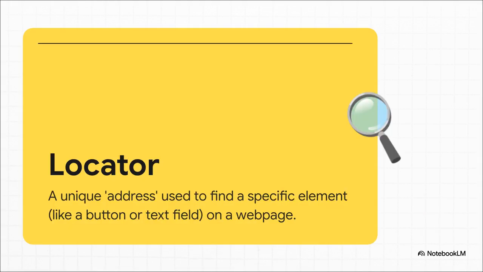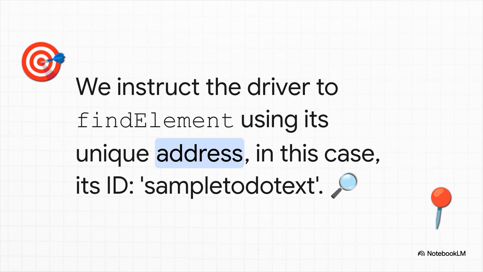Now, before we can interact with anything on the page, we have to talk about locators. A locator is just an address. That's it. Think about it. Your house has a street address, so the mail can find you. Well, every button, every link, every text box on a web page can have a unique address too, so Selenium can find it. So now we're going to use that idea.